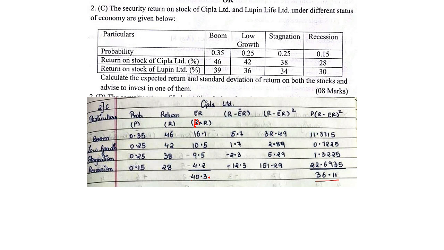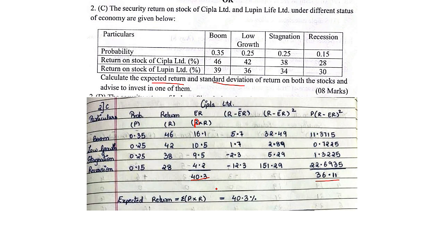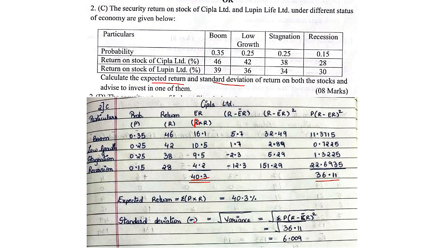So once you get the table done, only two things I have to find. They ask us to find the expected return and standard deviation. Expected return is nothing but the first answer that we got, that is 40.3%, and standard deviation is the root of variance, that is the root of the last column. So the square root of 36.11 is 6.009. So remember, expected return 40.3 and the standard deviation is 6.009. This is for Cipla Limited.